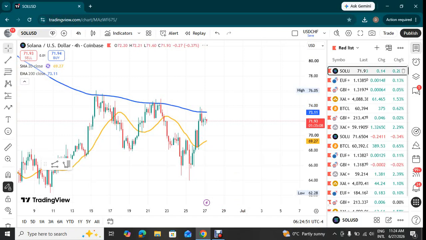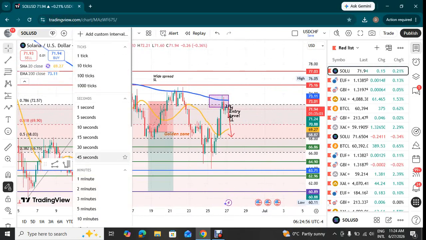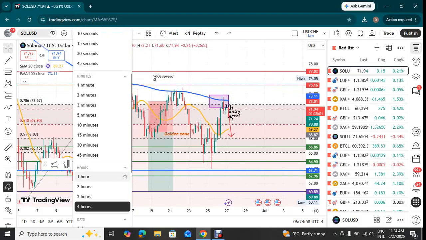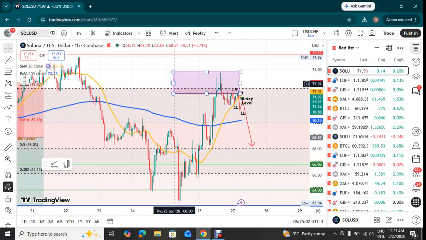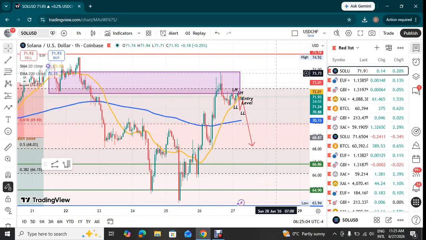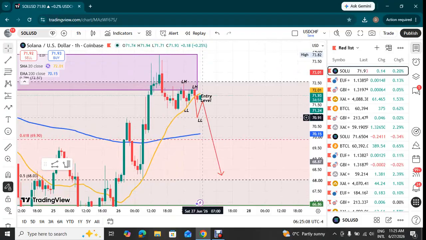Okay, Solana USD right now, we are anticipating an entry here towards the downside. I'm going to go towards the 1 hour time frame to see. All right, we are wanting to see price come towards the downside here.